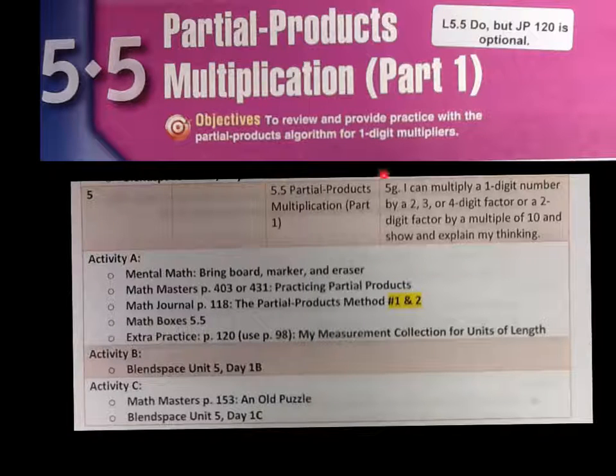Okay, so let's look again. We're on 5.5 today. The date will go over here. We already did the mental math. And the Math Masters is the page you have with you. That's some extra workspace. You're then going to complete page 118 with the partial products method, Math Box 5.5, and then page 120. And you use page 98 to help. This is a review of some measurement work. And then activity B is blend space. Activity C, you do have a Math Masters about an old puzzle, and then you go to your blend space. In blend space, we're on day 1B or 1C.